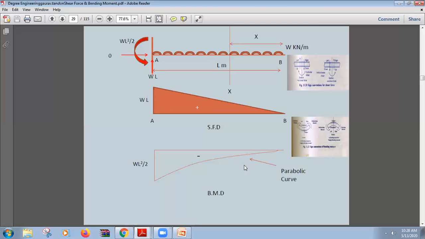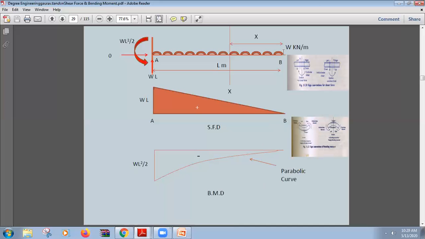Now come to the bending moment. You will see bending moment starts from here, zero force, zero distance, and it keeps on decreasing up till we get WL square by 2. Because this is the case of hogging, so in case of hogging, bending moment is negative. So we have taken all the bending moment as negative, and this is straight line and this is curvilinear, and this is why this curve is given.